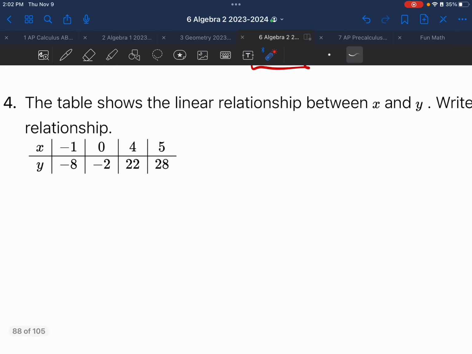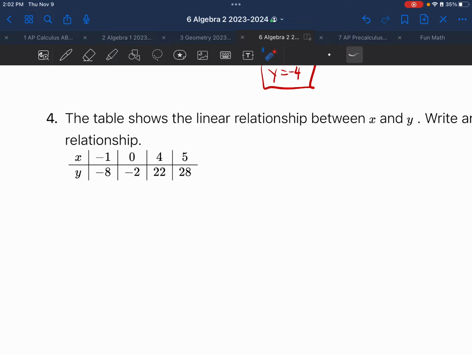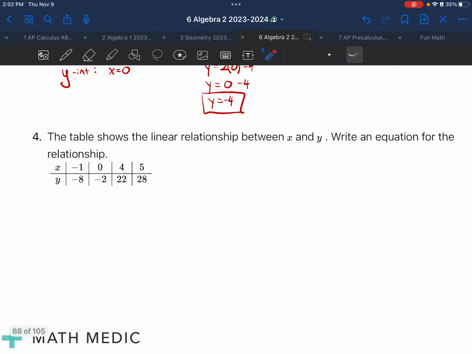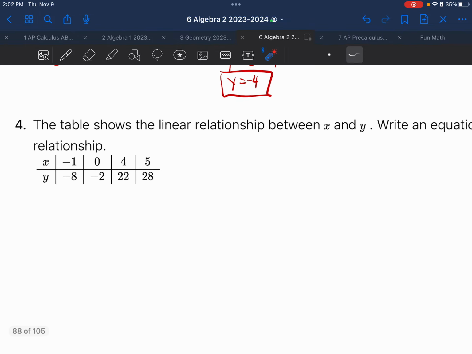And number 4, the table shows the linear relationship between x and y. Write an equation for the relationship. All right, well, we need to have some sort of y equals mx plus b to get this set up, and to find m, this is going to be the change in y over the change in x. So I'm going to choose two random numbers. I'm just going to choose those two, and we'll see what happens.